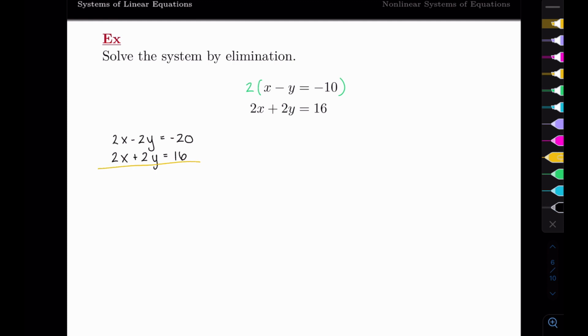But now, because the y's have opposite values, we can cancel them out when we add them together. And then on the left-hand side, I take the 2x and the 2x to give me 4x. And on the right-hand side, negative 20 plus 16 gives me negative 4. So I've eliminated y, and I now can solve for x. Because all I need to do is take this side and divide it by 4. And now I know that my x coordinate is negative 1.